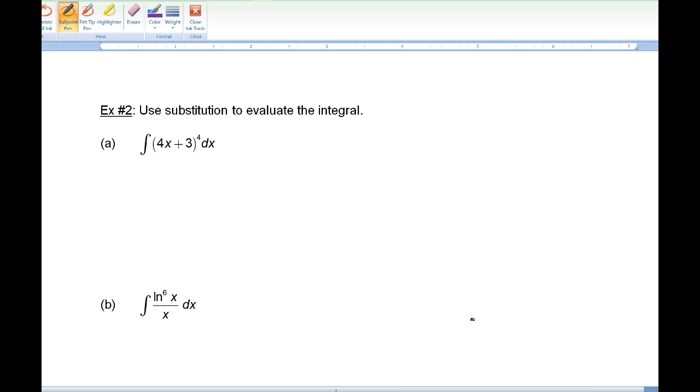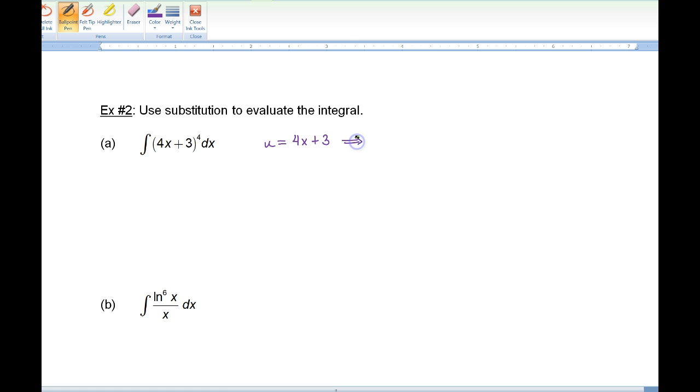All right, so here's the first one where I do not tell you what u is equal to. But I'm hoping it's obvious. Well, you only have two choices. It's either 4x plus 3 or the 4. It can't be the dx. Okay, so I'm going to let u equal 4x plus 3.